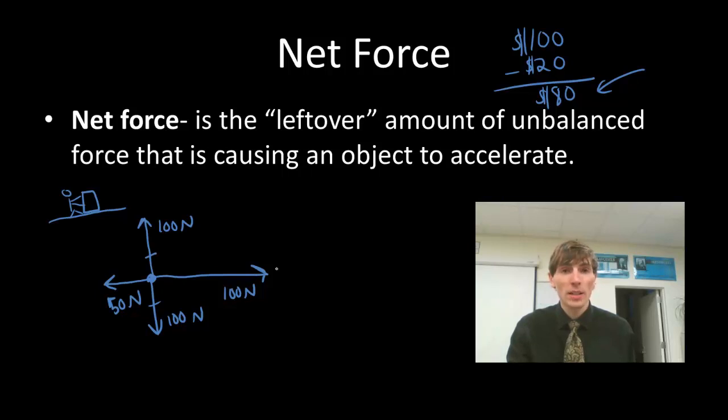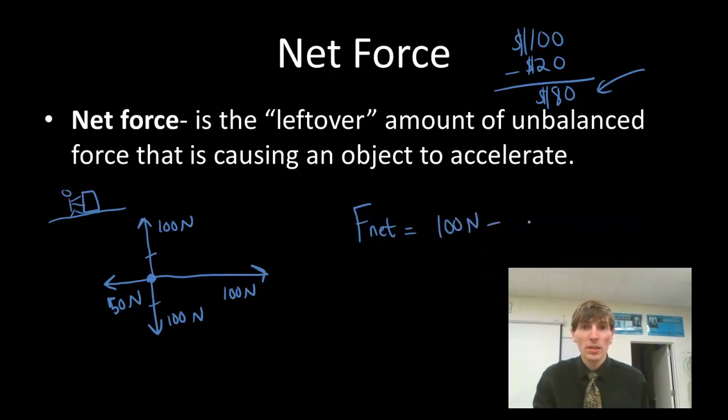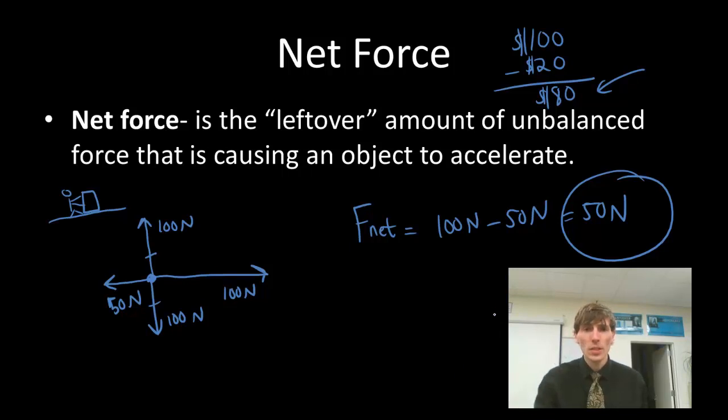But these forces that aren't balanced, we could make a net force equation. The net force, or the overall, mathematically, I'm going to keep that 100 positive, and we're going to subtract that 50. So my net force is 50 newtons. So the net force is the leftover unbalanced force that is actually causing the object to accelerate. So if I'm watching this object, what's actually causing it to accelerate? It's the 50 newtons that's kind of uncontested. So this is a net force. This will help you on the horse cart problem.